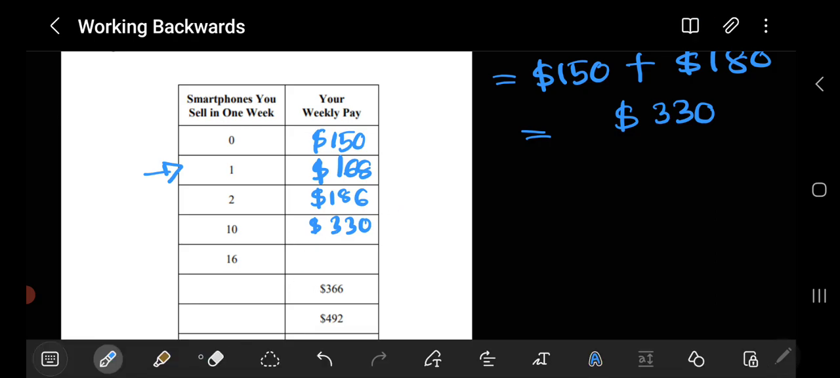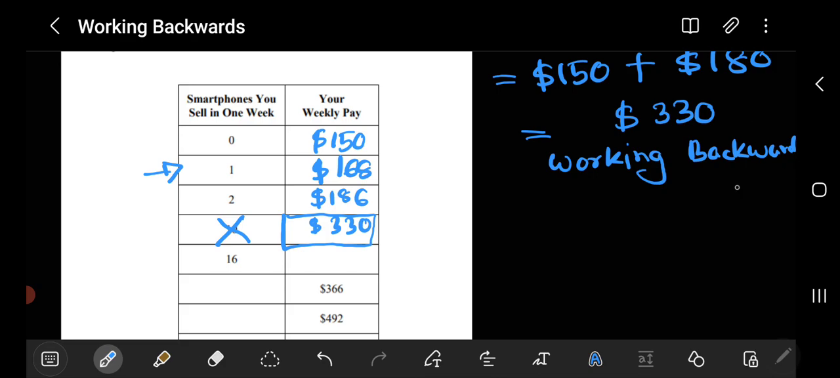Let's say I don't know this 10. I know about these 330. How do I get back this 10? Again, this concept is called working backwards. So first write this down: working backwards.